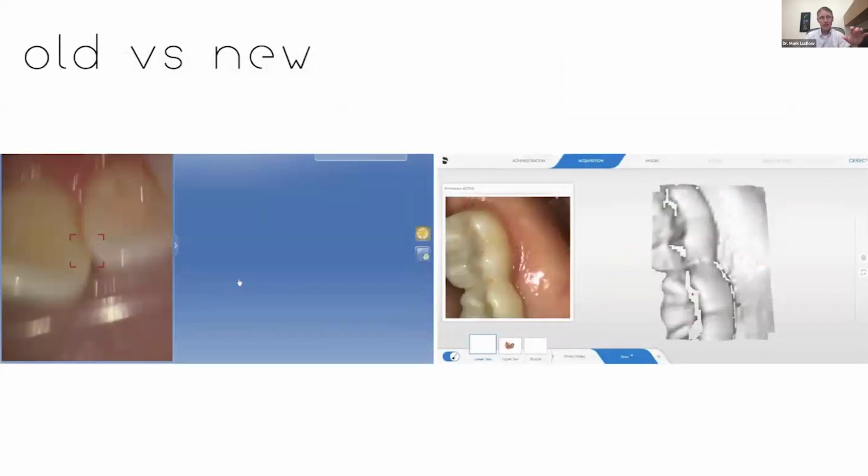Now, if we compare and contrast where we used to be with scanning to where we are now, it's very interesting. If we look at the scan on the left with the blue background, this was about 10 or 11 years ago. And at that time, this was literally the best scanner on the market.